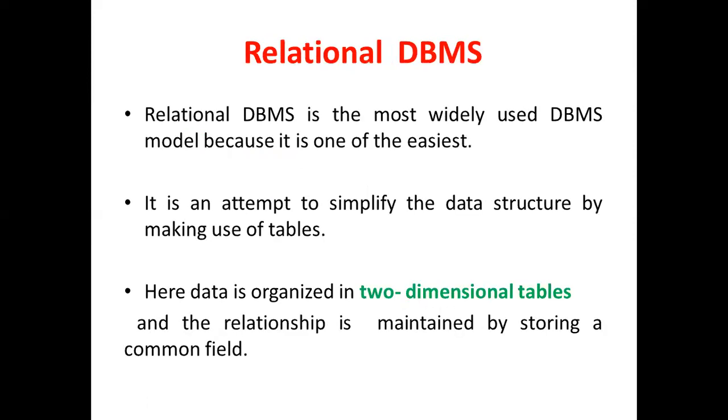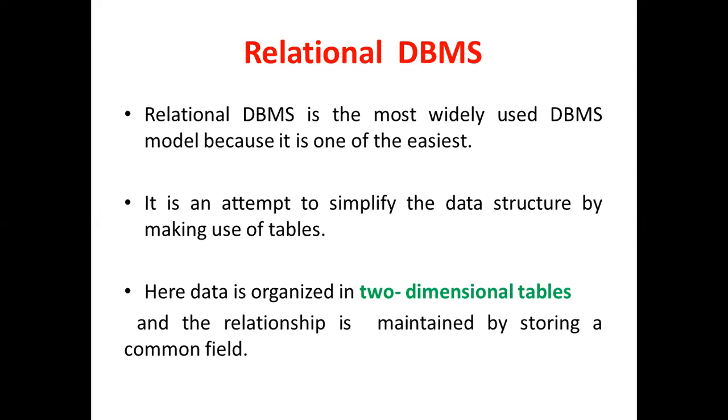Another point, the next type of DBMS is the relational DBMS. This is the DBMS which is most widely used because it is one of the very easiest. It is an attempt to simplify the data structure by making use of a table. All the data over here is organized in a two-dimensional format, that is in a table, and the relationship is maintained by storing a common field. I will come to this point in detail.